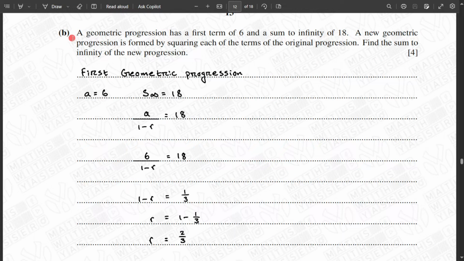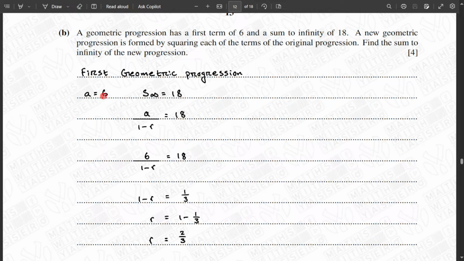In part B, a geometric progression has a first term of 6 and a sum to infinity of 18. A new geometric progression is formed by squaring each of the terms of the original progression. Find the sum to infinity of the new progression. So this is the first geometric progression where the first term is 6 and the sum to infinity is 18. We know that the sum to infinity is a by 1 minus r. So a by 1 minus r is equal to 18.